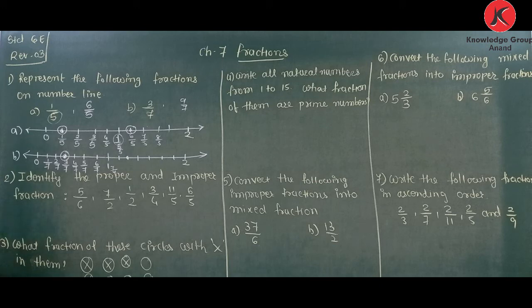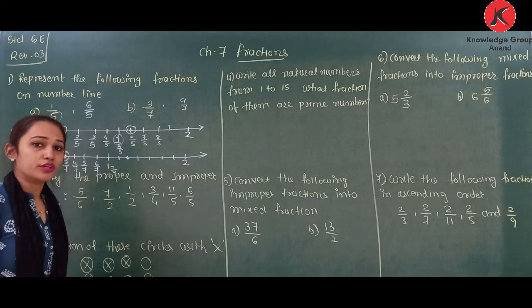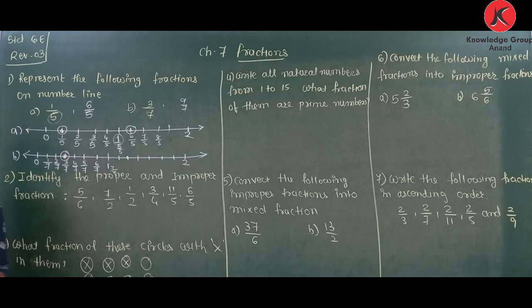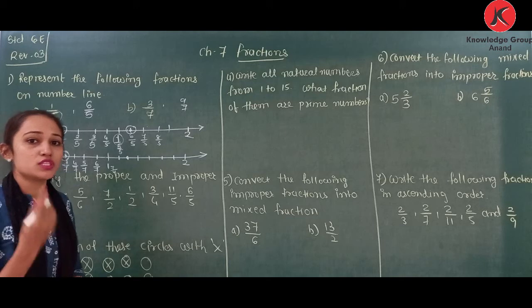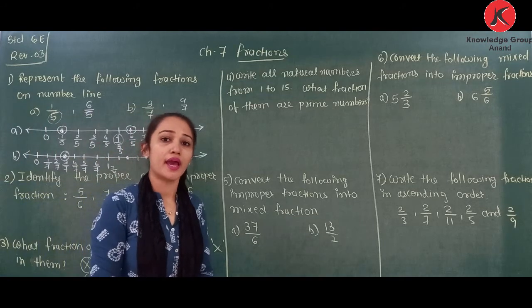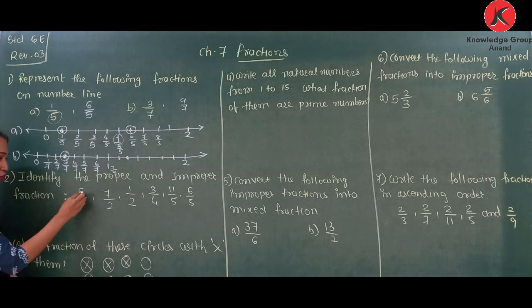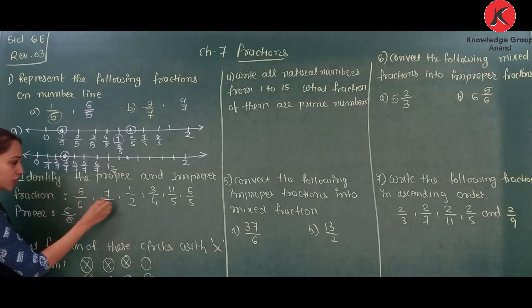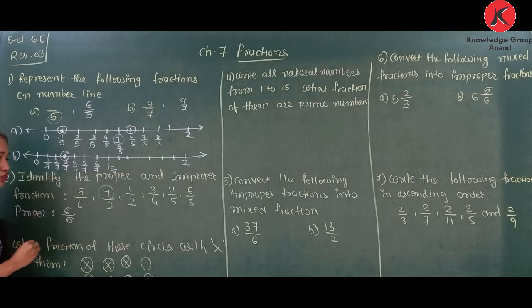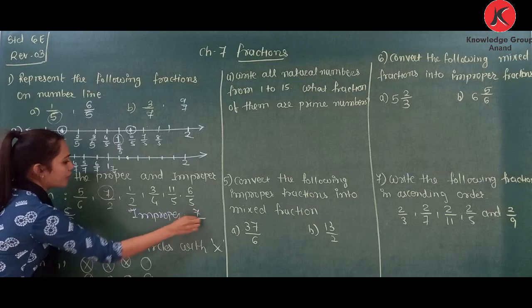Now next, identify the proper and improper fractions. What is a proper fraction? Proper fraction means numerator is smaller than denominator, and improper means numerator is greater than denominator. So here 5 by 6, numerator is smaller, so that is proper. So we can write proper fraction 5 by 6. 7 by 2, here numerator is larger than denominator, so improper. That is 7 by 2.